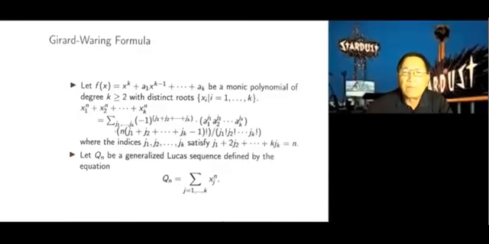The Binet formula for Ln is equal to u to the nth power plus v to the nth power. So we may consider the sums of nth powers of the roots as a generalization of Lucas numbers.